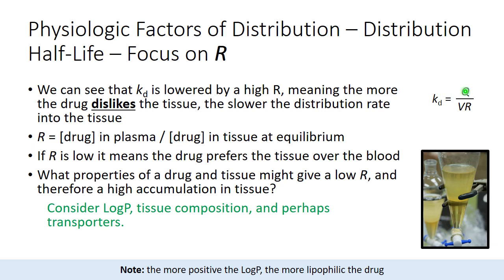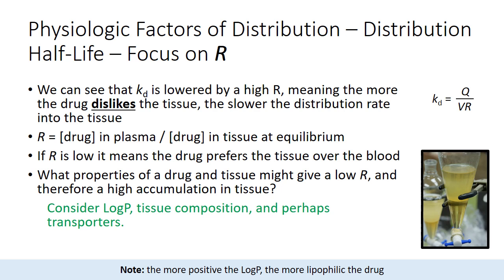So if we increase blood flow, or Q, to the tissue, yeah, we should get an increase in diffusion of that drug into the tissue. If we increase the volume of that tissue, or V, that should decrease the rate of distribution to the tissue, because it's a larger volume. And if we decrease R, that would raise the KD. So the whole point overall is that you need to understand these three factors that are affecting KD.